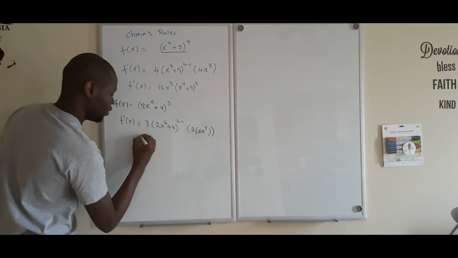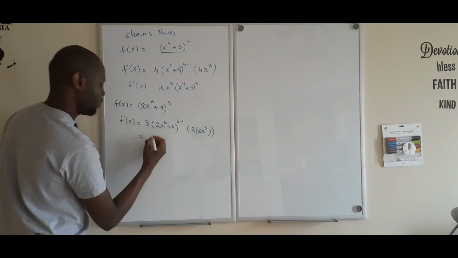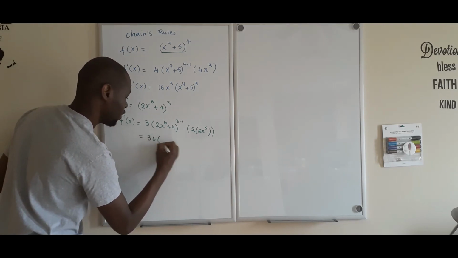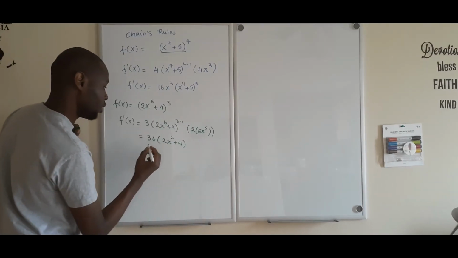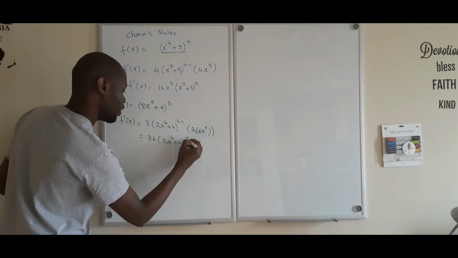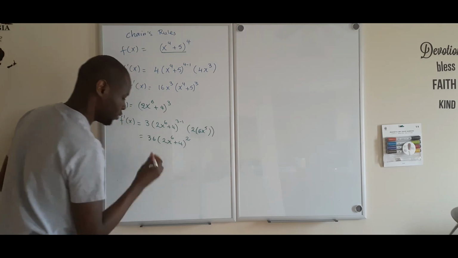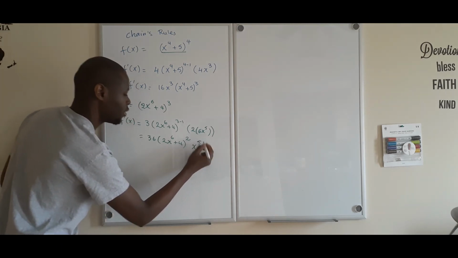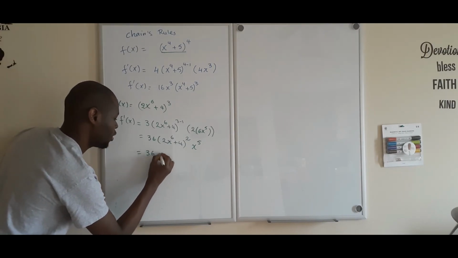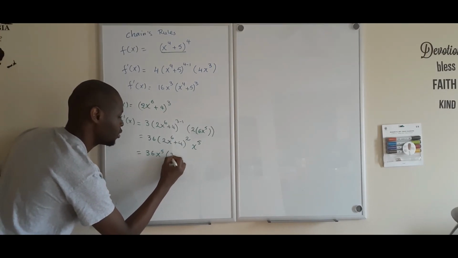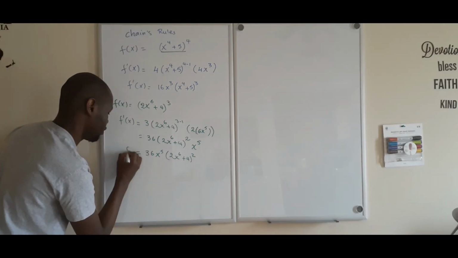Okay? So now we just have what? This will be 12 times 3, which is 36, times x to the power 5, and I missed this one earlier, so x to the power 5. Right? So I'm just going to write it here. So it's 36x to the power 5 times 2x to the power 6 plus 4 squared. So that is f prime of x.